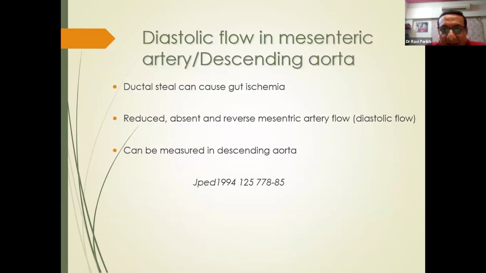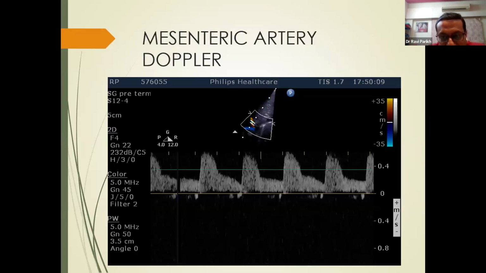And then the diastolic flow in the mesenteric artery or descending aorta, I will show you in the next slide. But the theory behind this is ductal steal: if there is a lot of shunting through the duct, it will cause ductal steal and it can cause gut ischemia as well. So there will be reduced, absent or reverse mesenteric artery flow. It can be measured in the descending aorta as well, but it can be easily measured in the mesenteric artery. While you are doing the situs view, they will show you on Friday. When you are doing the situs view, the superior mesenteric artery will be there. Then there you have to put the pulse wave Doppler on the artery.